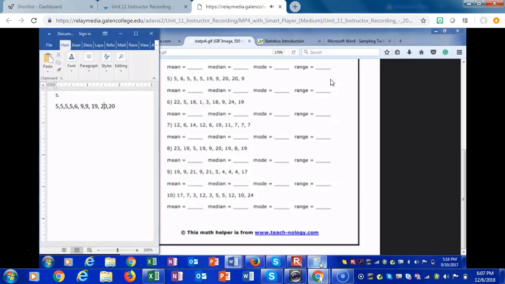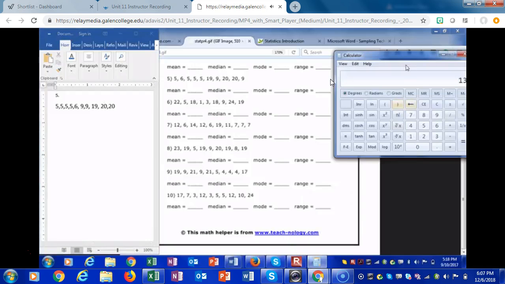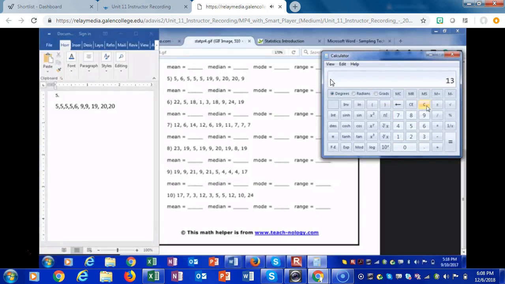The mean. Let's do the mean. The mean in this case, of course, will still be divided by 10 because we still have 10 numbers. 5 times 4 is 20, plus 6. 9 plus 9 is 18. Plus 19. Plus 20 plus 20 is 40. If you divide that by 10 for number 5, in this area is 10.3.